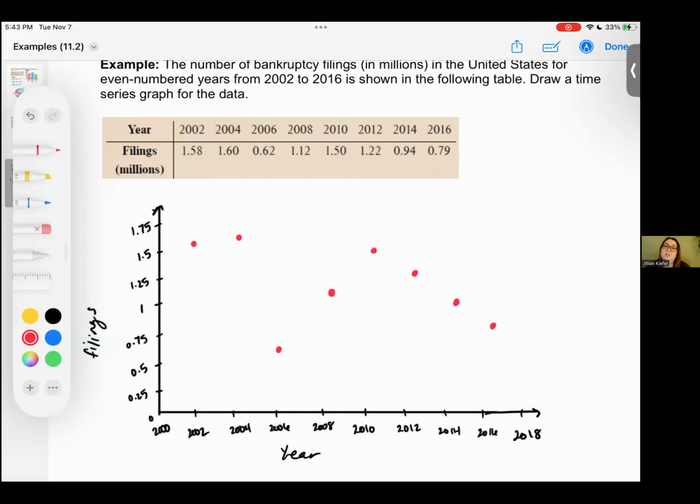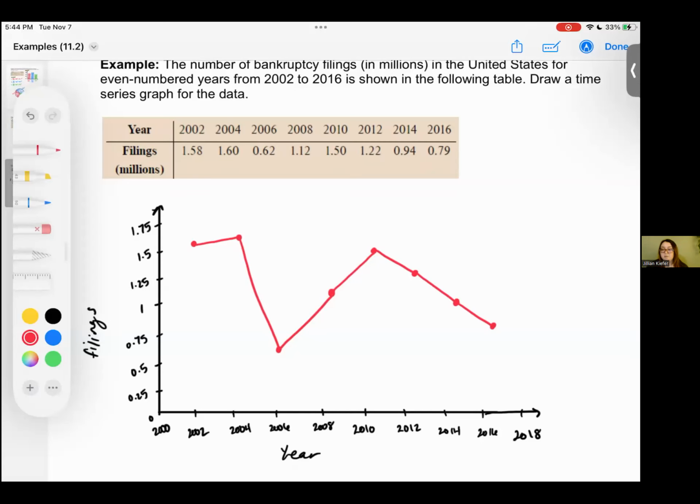So now that we have all of our points, we're going to connect them. Since this is a time series graph, we start in the earliest time and go to our latest time and connect in order. So connecting from 2002 to 2004, 2004 to 2006, 2006 to 2008, 2008 to 2010, 2010 to 2012, 2012 to 2014, and 2014 to 2016. In this case, we do see a little bit of a linear pattern, maybe. So we've connected up our points as best as we can and shown our time series graph.